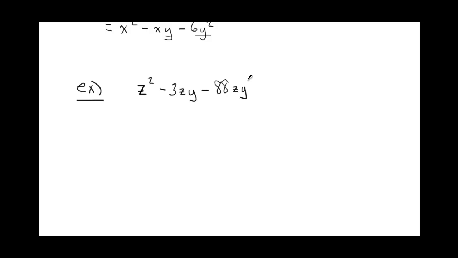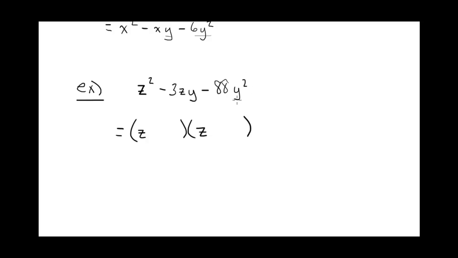Oh, sorry, not zy. This would be y squared. So notice it's essentially of the form of the one we did before. So it's going to factor as two binomials. The first term is going to be z times z is z squared.